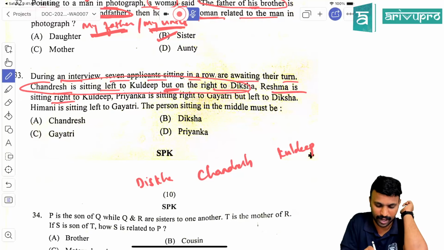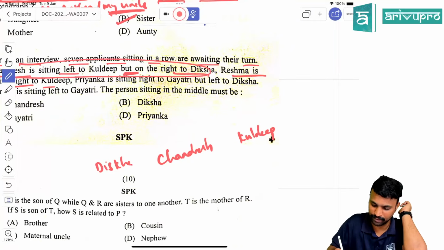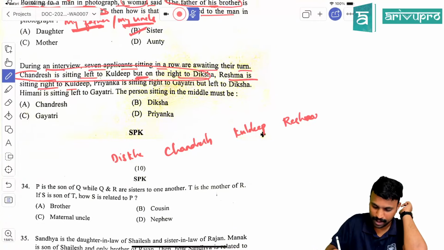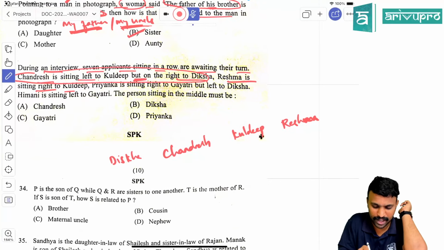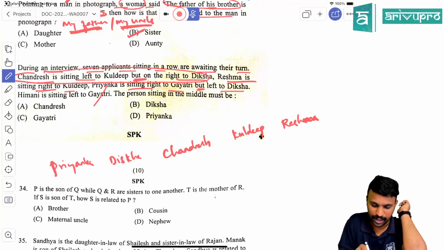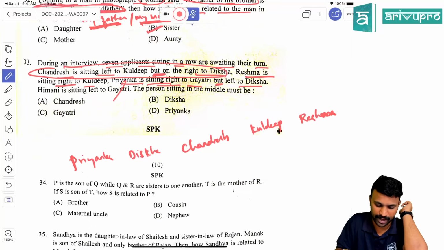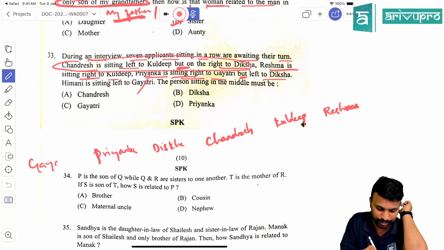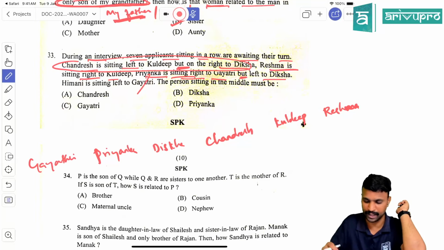Reshma is sitting to the right of Kuldeep. Reshma to the left, right of Kuldeep. So leave a gap and mark Reshma. And then Priyanka is sitting to the right of Gayatri but to the left of Deeksha. But refers to first person. First person is Priyanka. So Priyanka is left of Deeksha. Priyanka is left of Deeksha. And then Priyanka is sitting to the right of Gayatri. So Gayatri should be to the left of Priyanka. Then only Priyanka is to the right of Gayatri.